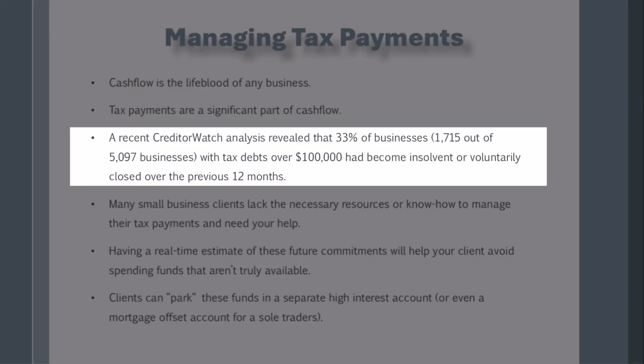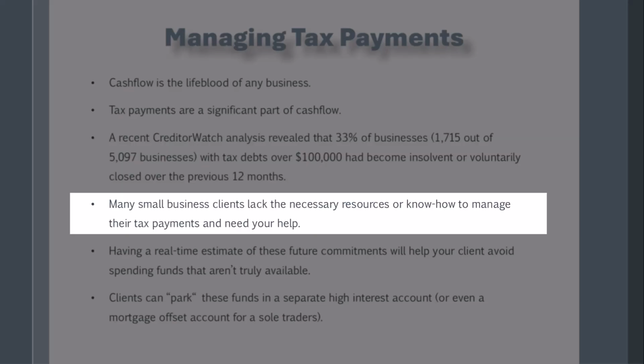A recent CreditorWatch analysis found that 33% of businesses with tax debts that exceeded $100,000 had become insolvent or had voluntarily closed over the past 12 months. Many of your small business clients may lack the resources and/or knowledge or time to carefully manage their tax obligations and need your help. New or growing businesses will feature prominently in this group.